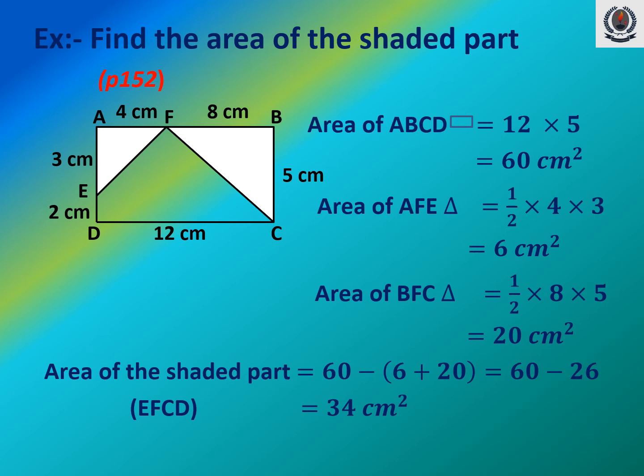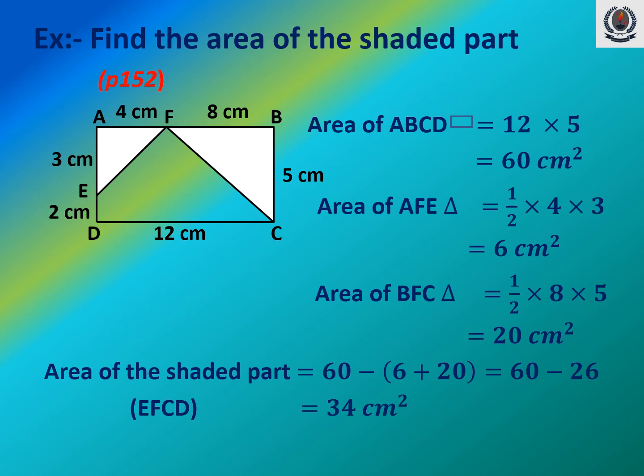First of all, we should find the area of the rectangle ABCD. Length is 12 centimeters, breadth is 5 centimeters, then 12 into 5, 60 square centimeters. Then we can find the area of triangle AFE. Then half into base is 4, perpendicular height is 3. What is the answer? Area 6 square centimeters. Then we can find the area of triangle BFC. Half into base is 8, perpendicular height is 5, 20 square centimeters.